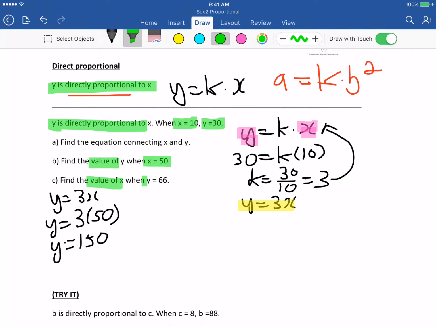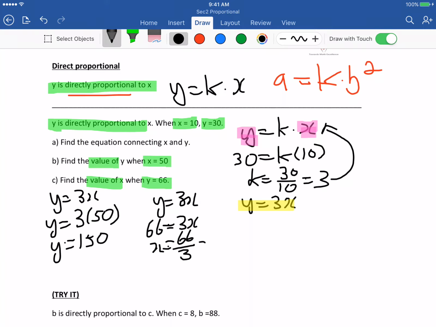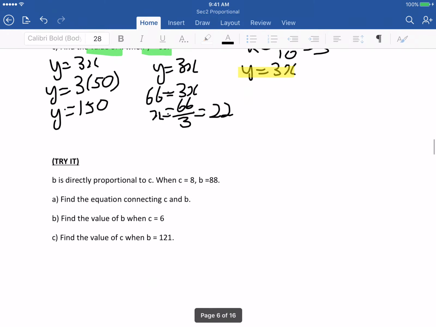Find the value of x when y equals 66. So use back the equation again, y equals 3x. Replace y by 66. So it's 66 equals 3x. So what's x? X equals 66 over 3, which is 22. Okay, that's the answer. So for the example, please go and do.